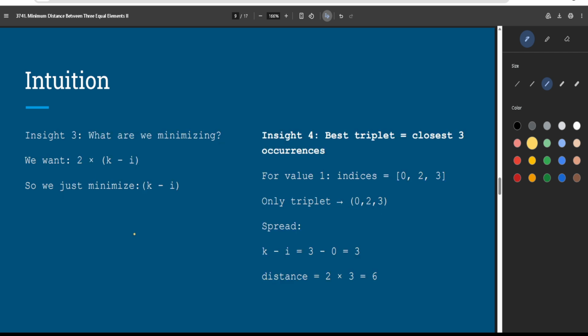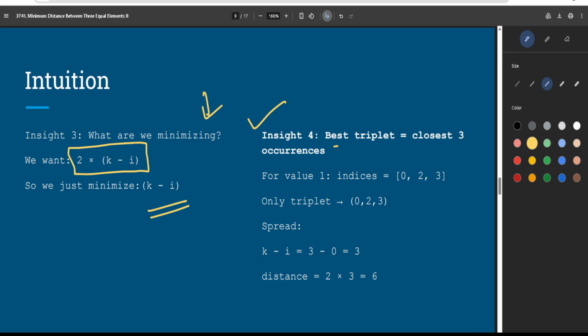Okay, let's understand insight 3. What are we minimizing? We actually want 2 into k minus i, so we just minimize k minus i. If we minimize k minus i, it will give you the minimum result, right? Now think about insight 4.